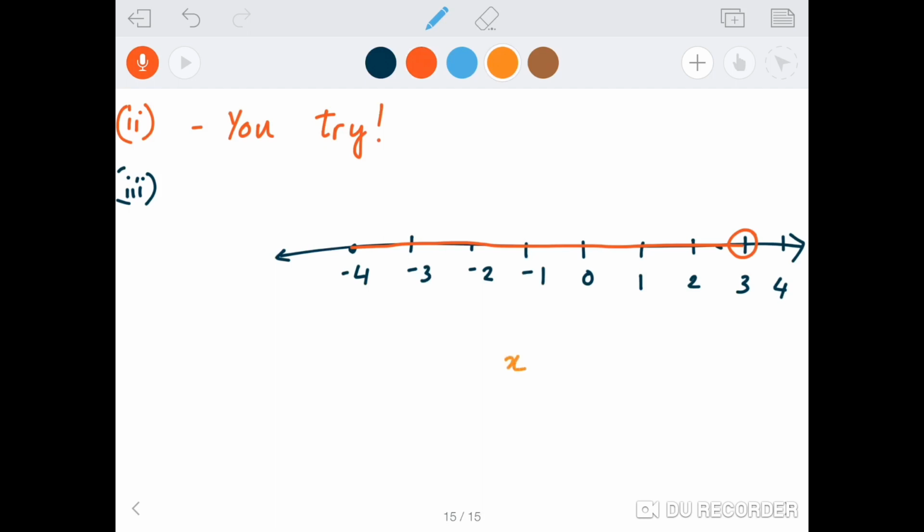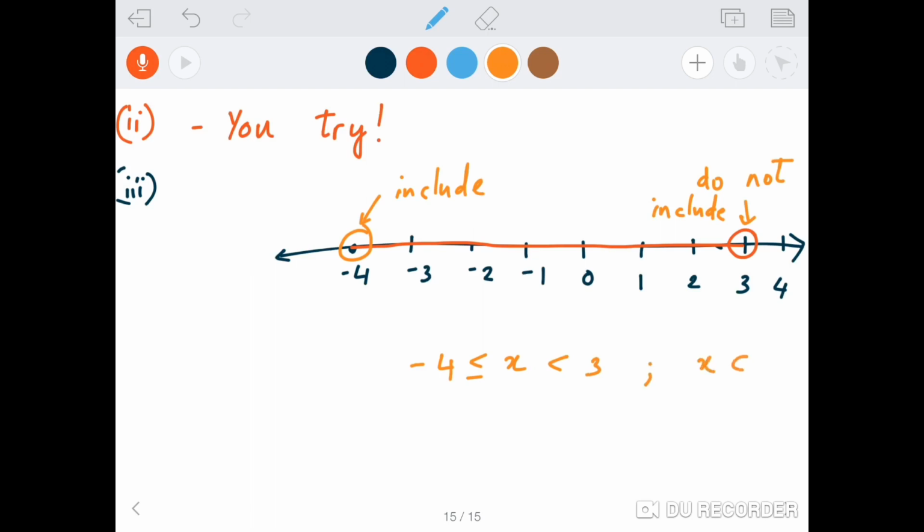So it's basically all real numbers that are between minus 4 and 3. You must include minus 4, but you must not include 3. So think of all numbers that are between minus 4 and 3. I'm going to put less than equal to 4 because I need to include the minus 4, but I'm not going to put less than equal to 3.